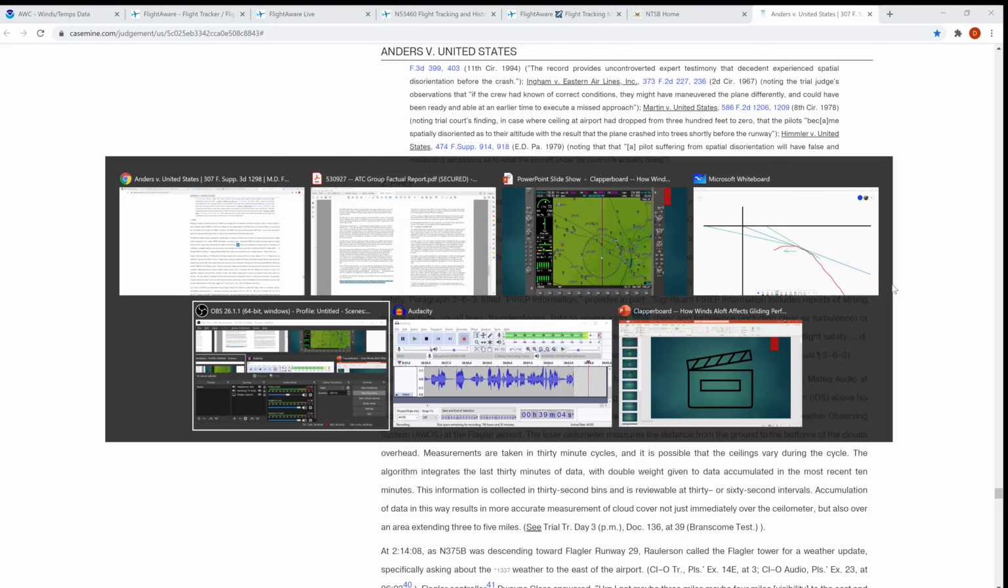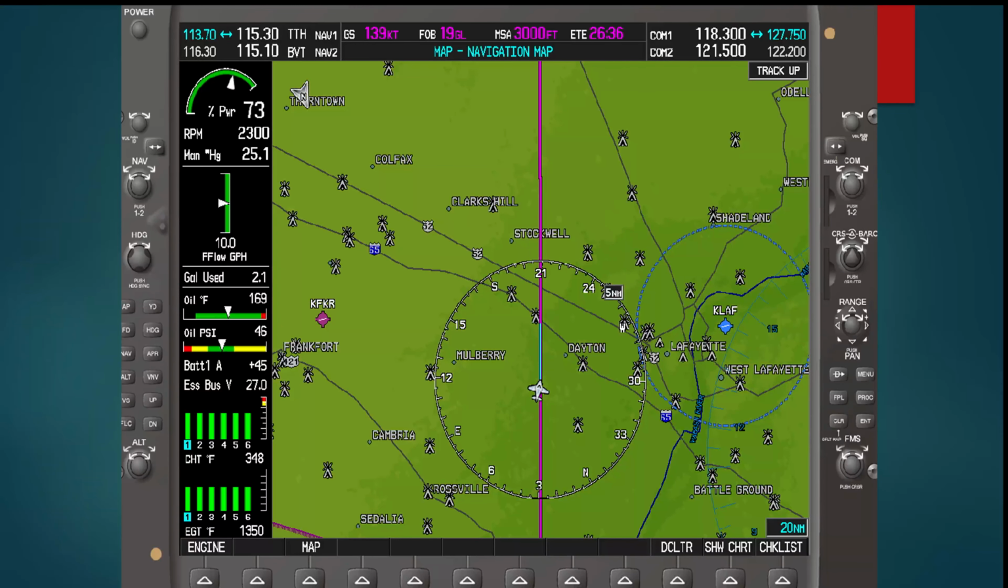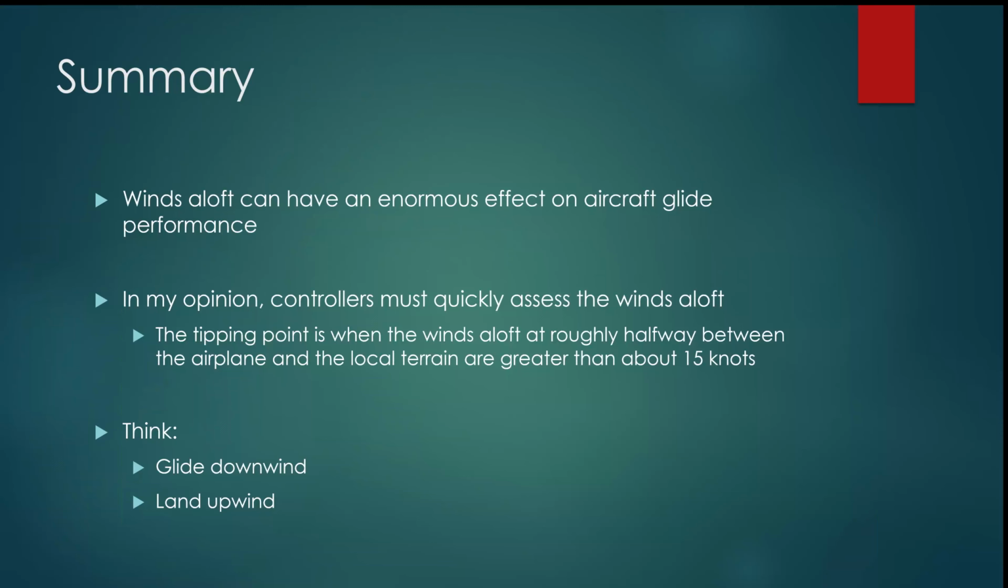I absolutely want controllers to look at it, and so we're going to wrap up this way. We'll go back to the PowerPoint, and where did it go? Oops, sorry, it was that MFD. So in summary, this is what happens in a live shot, folks. I say that with a smile. Winds aloft, again, they can have an enormous effect on aircraft glide performance.